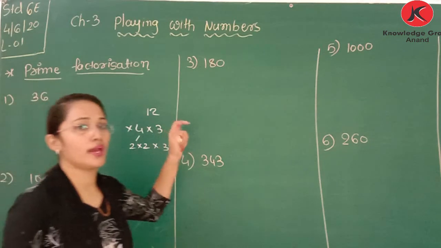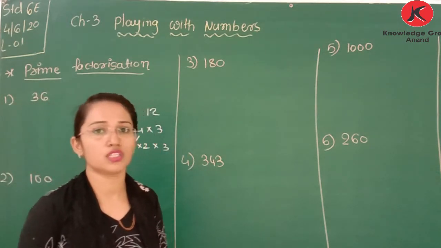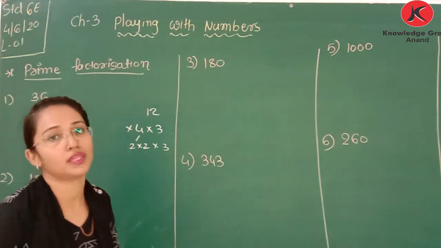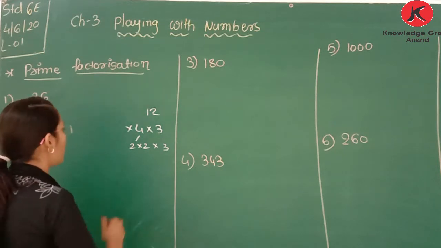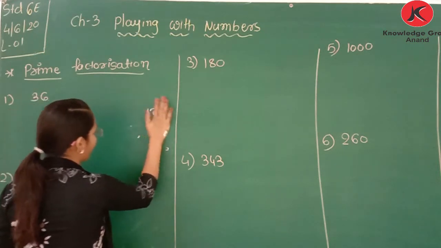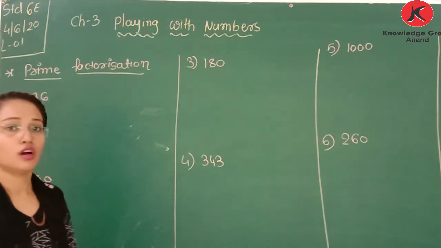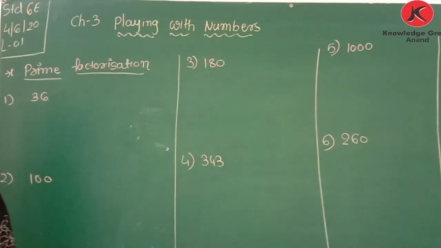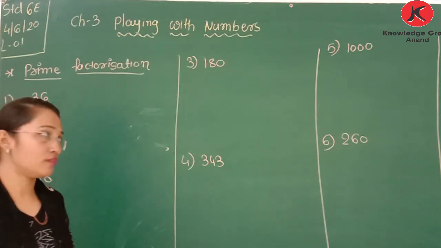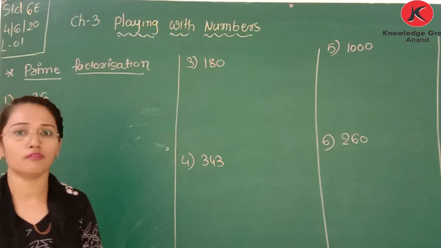Whatever number it is, represent it in such a way that all the numbers in the multiplication are prime numbers. There are two methods to find the prime factorization. First is the factor tree, and then we will learn a division method for prime factorization.